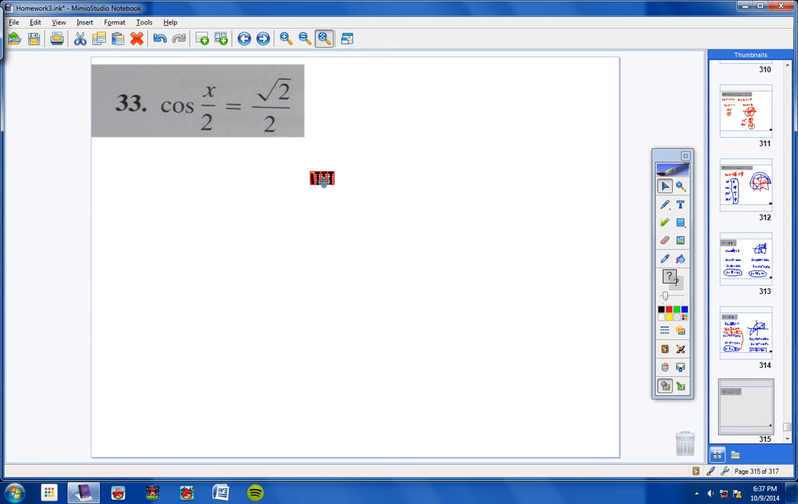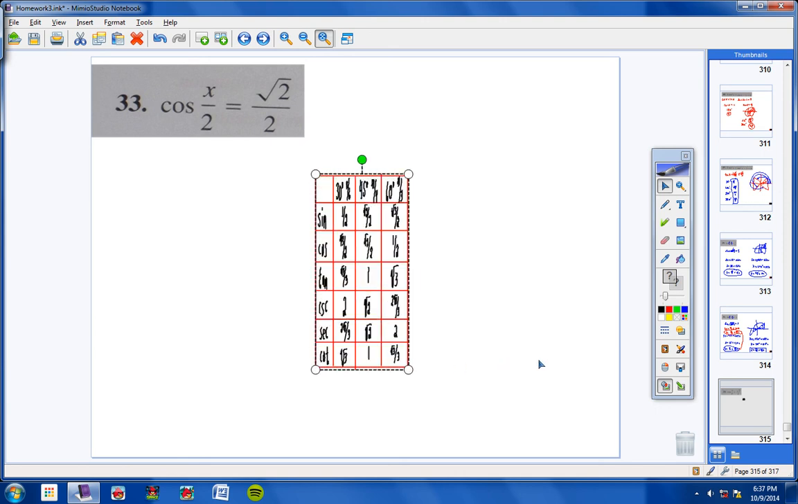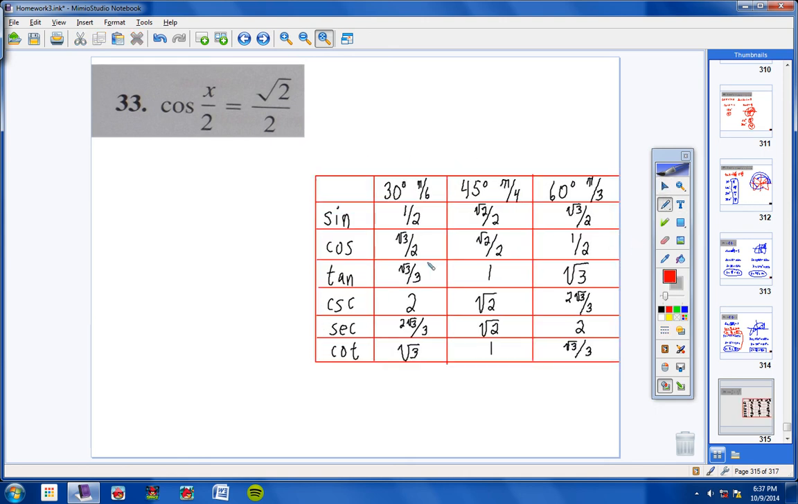And let's pull it right here. And let's see what we have, okay? Cosine of 45 is square root of 2 over 2. So we're dealing with 45 degrees, okay?